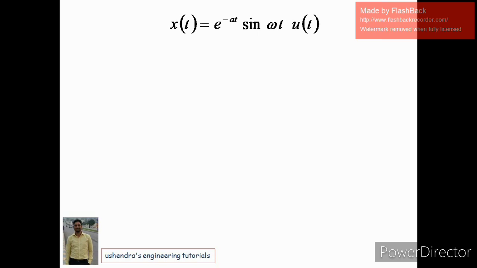The waveforms will be shown when we deal with some numericals regarding this one, and the whole signal when multiplied with u of t has some significance. u of t is a step signal, and when e raised to minus at sine omega t is multiplied with u of t, the resultant signal would be restricted to x of t equal to e raised to minus at sine omega t for t greater than or equal to 0 and extends up to infinity. This is the significance of the signal multiplying with the step function u of t.